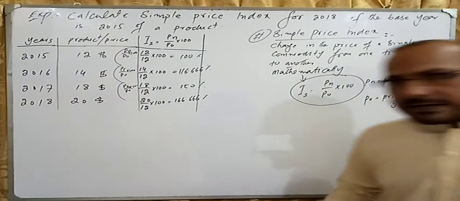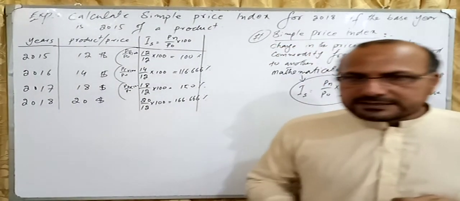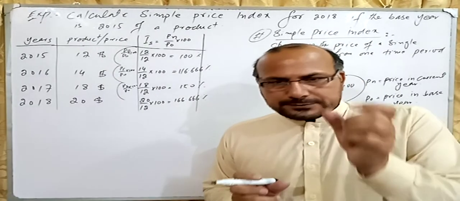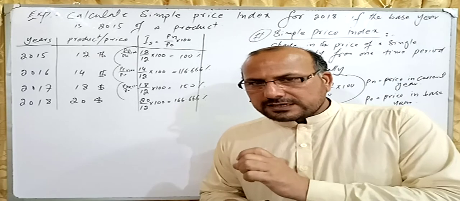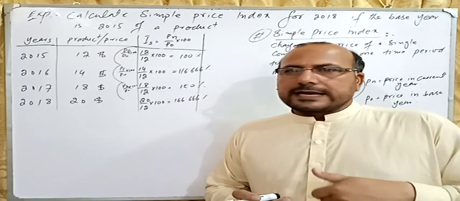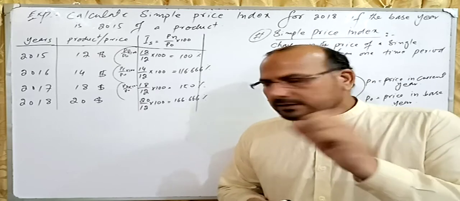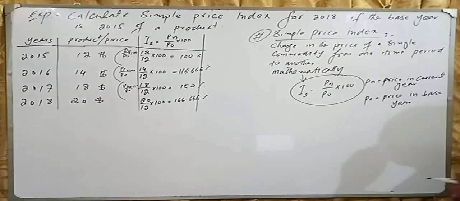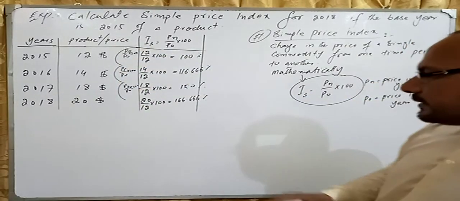We have relative values, not the actual values. As I mentioned in the previous class, we are calculating relatively, not absolutely. The difference between absolute and relative is that relatively you are calculating the value in the form of percentage.